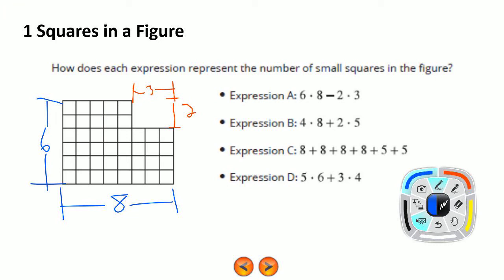Expression B would be if we were to take this part, which is 4 squares, by the bottom, which is 8, and then add the 2 squares by the 5. So they just made 2 different rectangles with it and then added them together. Expression C, 8 plus 8 plus 8 plus 8 plus 5 plus 5. They're just adding all the rows together. And then lastly, expression D, 5 times 6 plus 3 times 4, is the 5 by 6, which is this rectangle, and then 3 by 4, which is that rectangle, and then adding them together.